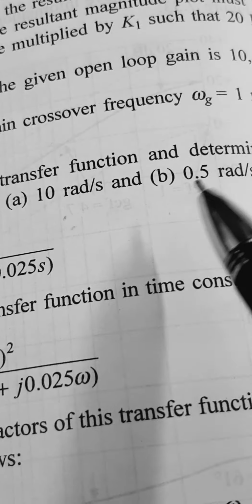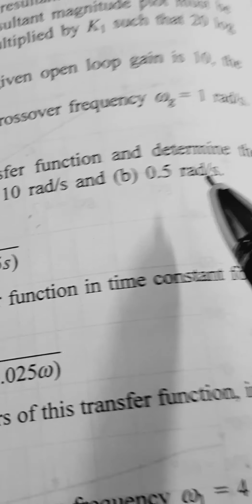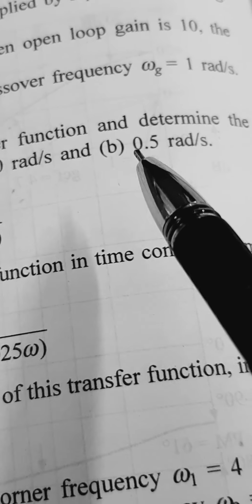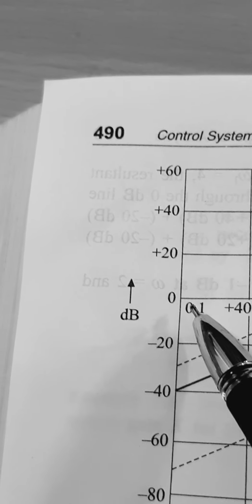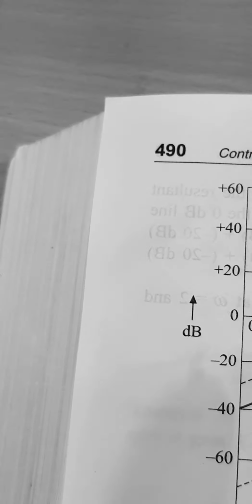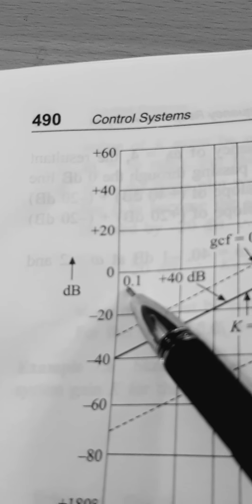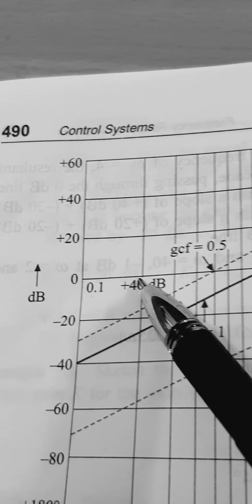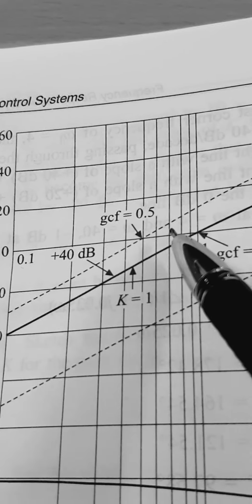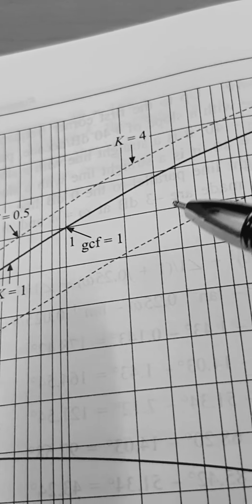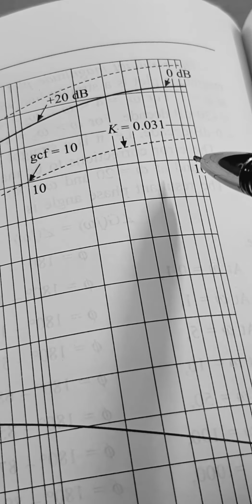So in your graph, the x-axis must have the reading 0.5 radians omega. From 0 dB, the omega starts from 0.1. This is 0.2, 0.3, 0.4, 0.5, 0.6, 0.7, 0.8, 0.9, 1. Then 2, 3, 4, 5, 6, 7, 8, 9, 10. Then 20, 30, 40, 50, like that, 100. So the maximum corner frequency is 40.